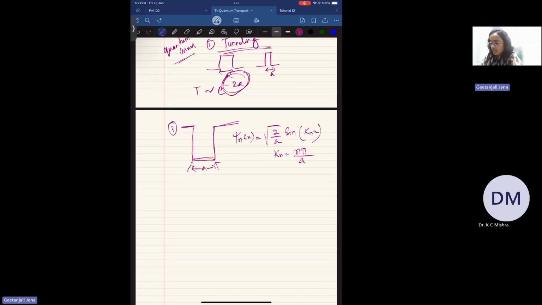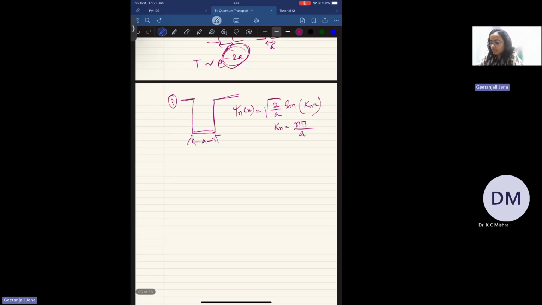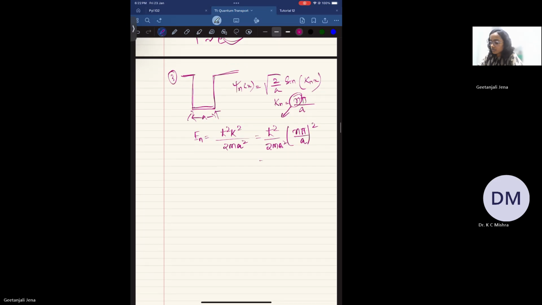Here a is the length. And n is nothing but the quantum number, which in quantum mechanics we call the principal quantum number. The energy E_n is given by h-bar squared k squared over 2m, or if you put in the relation for k, which is n pi by a, so n squared.